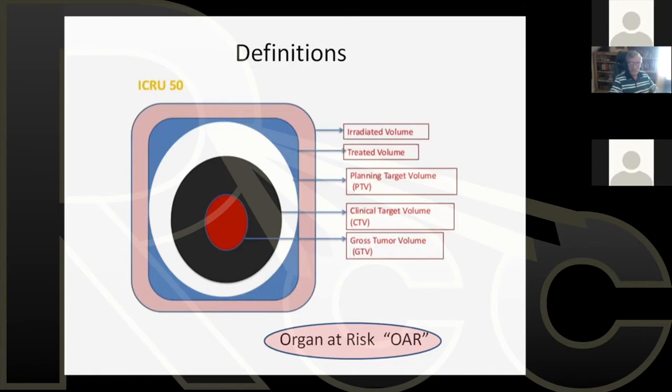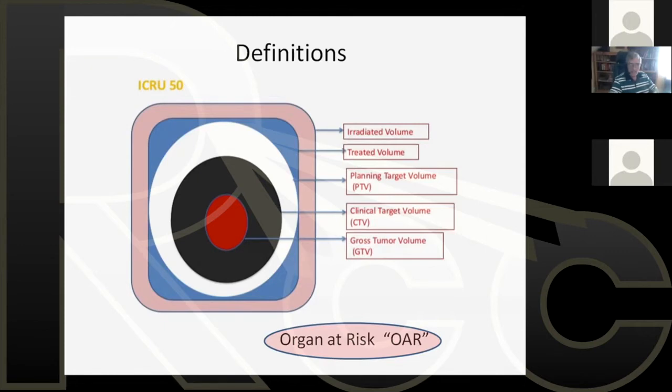The gross tumor volume you see in red in the center, that's called the GTV. Beyond that is the clinician's idea, impression, knowledge of how the cancer microscopically can spread beyond the gross tumor. That's called the clinical target volume, the CTV. The most important one for planners is the planning target volume, the PTV.